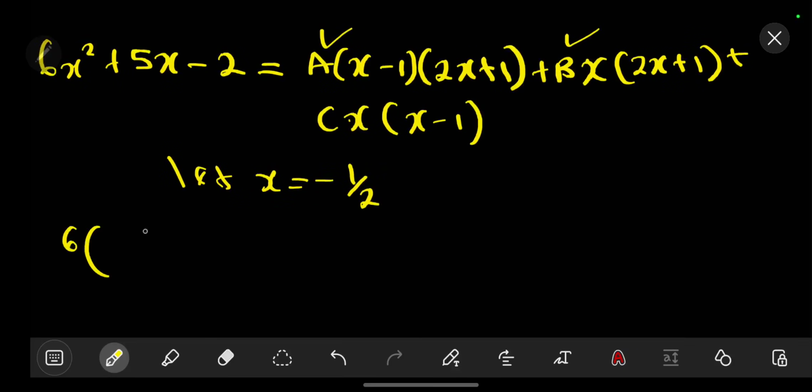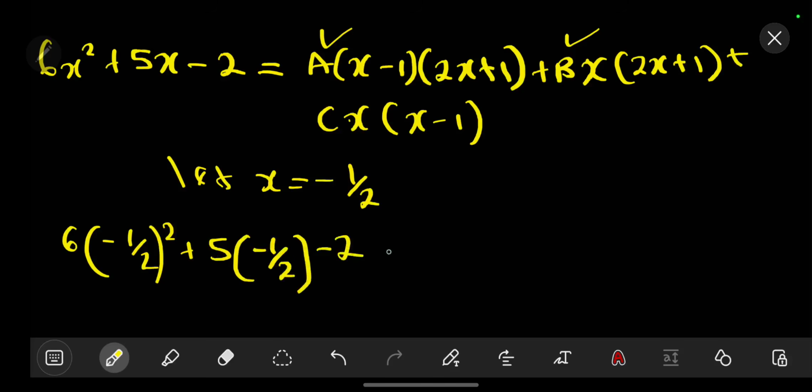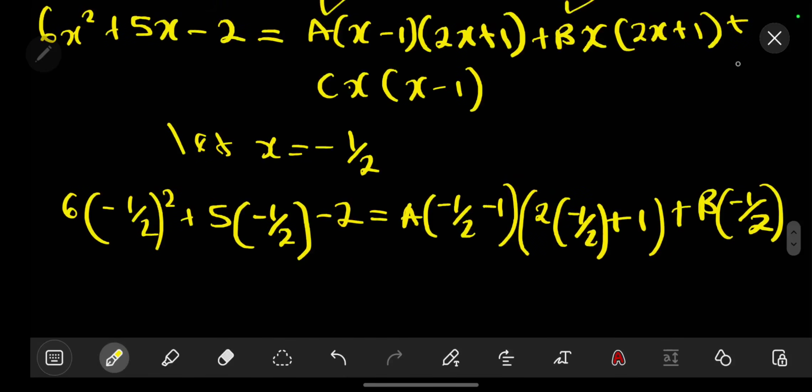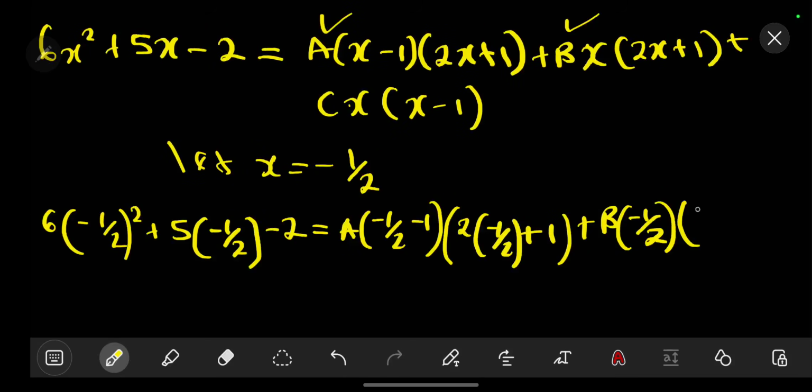So we have our 6, where x is, we are going to put negative half, like that. Then we have squared plus our 5, where x is, we are going to put negative half. Then we have minus 2 should be equal to, we have our a, we are replacing, so negative 1 over 2 minus 1. Then we have times our 2 times our negative 1 over 2. Then we have plus our 1, like that. Then we have plus our b, where x is, we are going to put negative 1 over our 2, like that. So this is multiplying with, in the brackets, our 2, where x is negative half. Then we have plus our 1, like that.